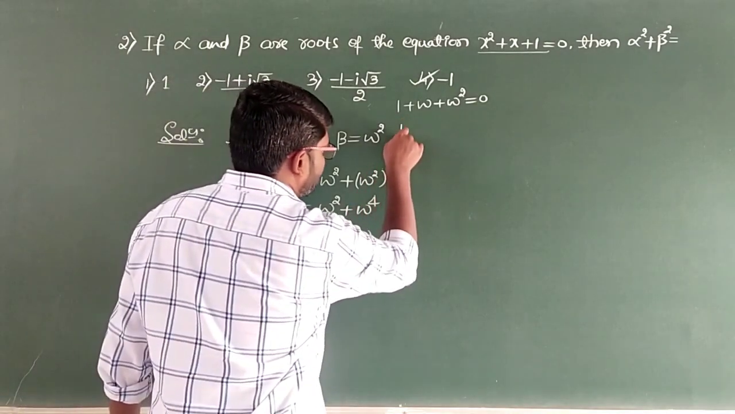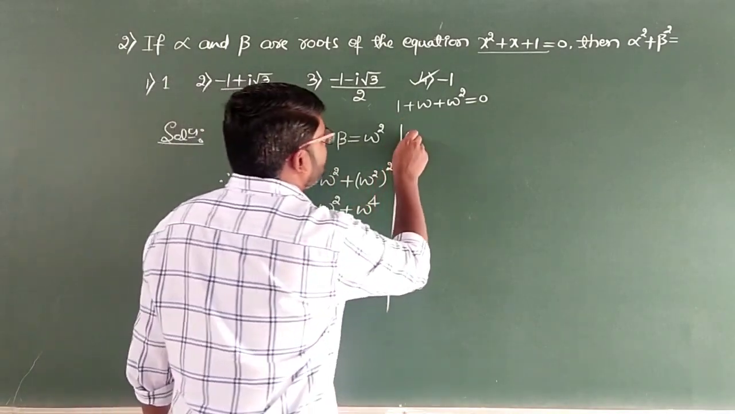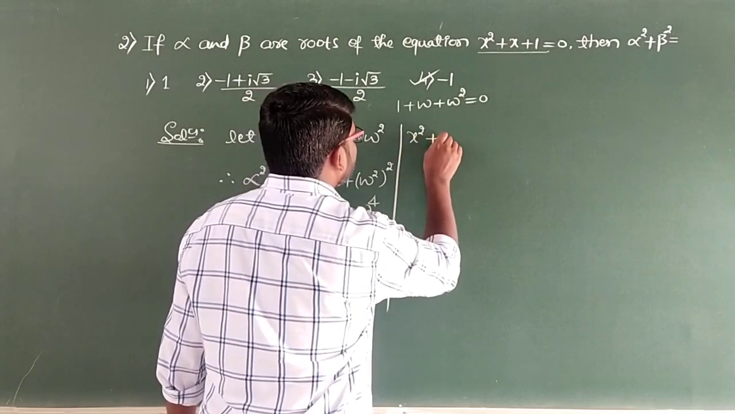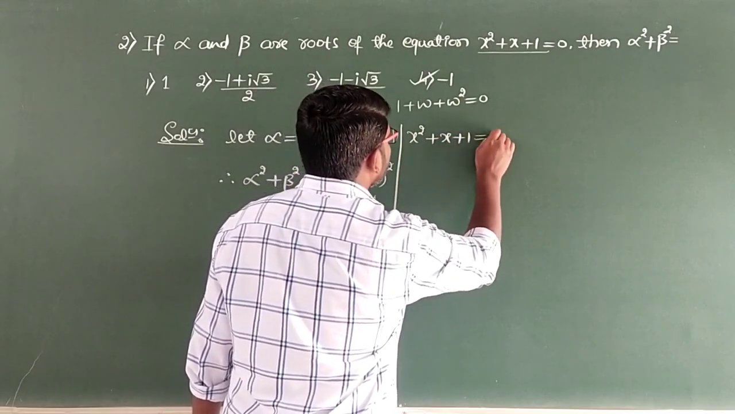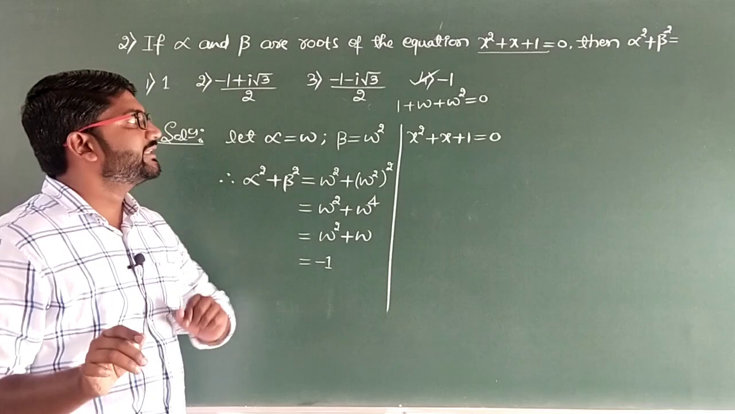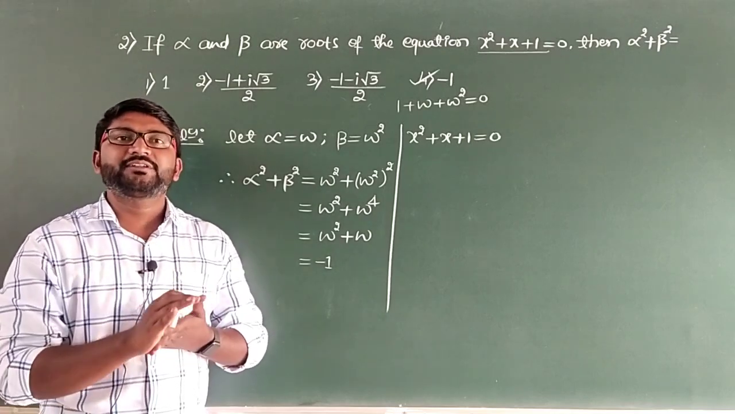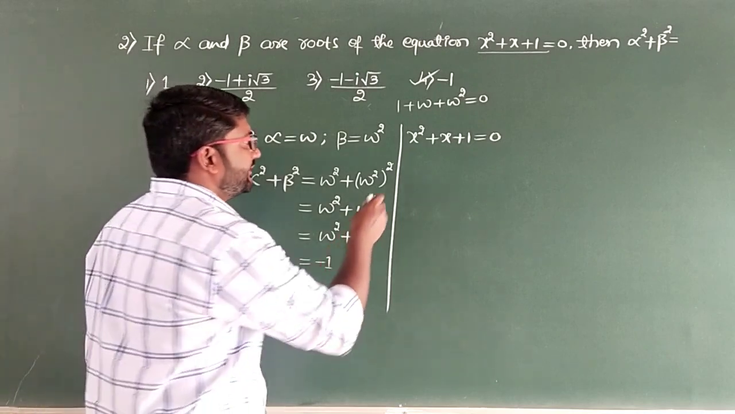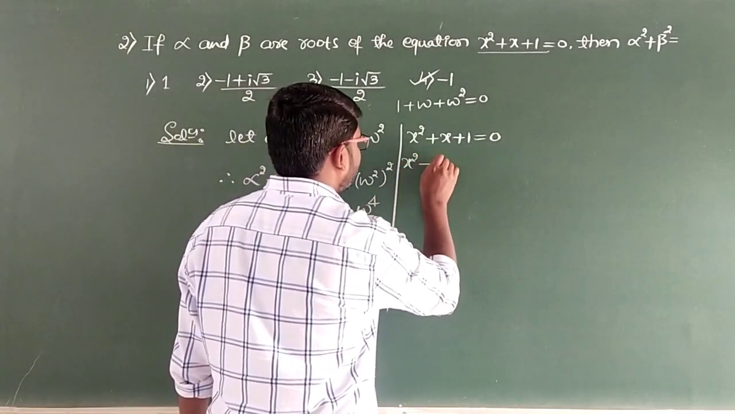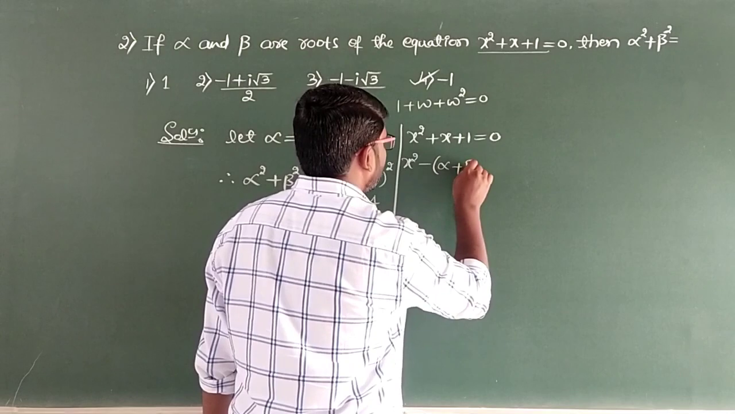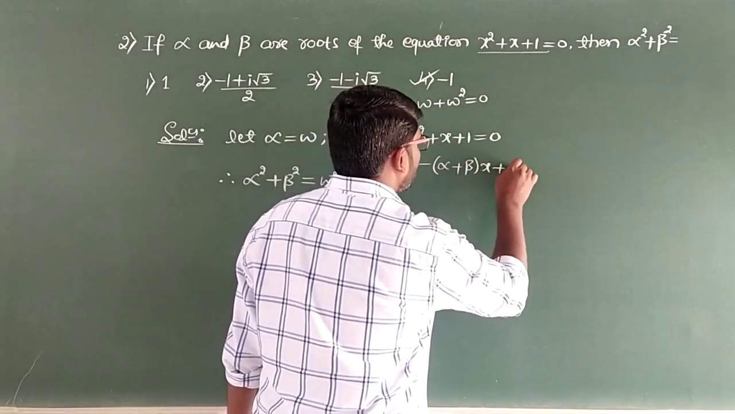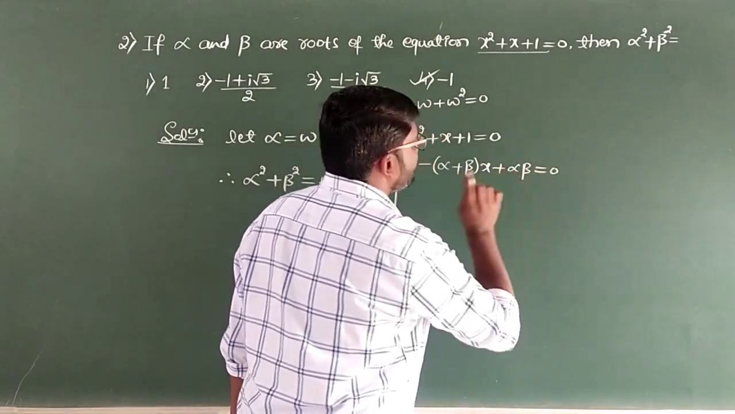This problem can be solved by another method now. So let us make use of that particular method. Here the given quadratic equation is x square plus x plus 1 equal to 0. And it has been given that alpha and beta are the roots. So when the roots are given, the general form of a quadratic equation is x square minus the sum of the roots into x plus the product of the roots, this is equals to 0.